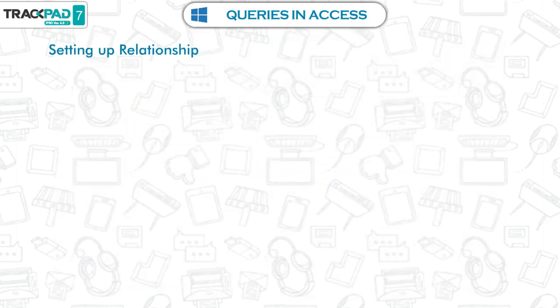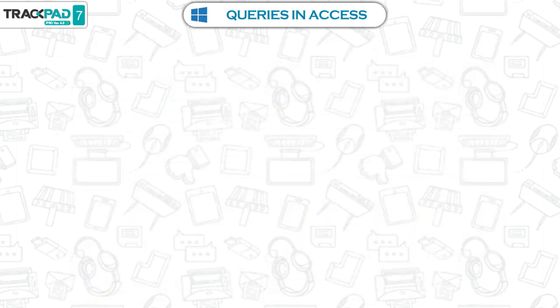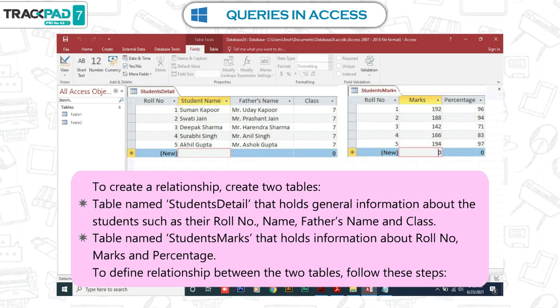Setting up relationship. An association between two tables on the basis of a common field is called a relationship. The common field in the first table is called the primary key, and in the second table it is called the foreign key. The foreign key field must match with the primary key field in the first table. For creating a relationship between two tables, we need to first create a primary key in both the tables. To create a relationship, create two tables.